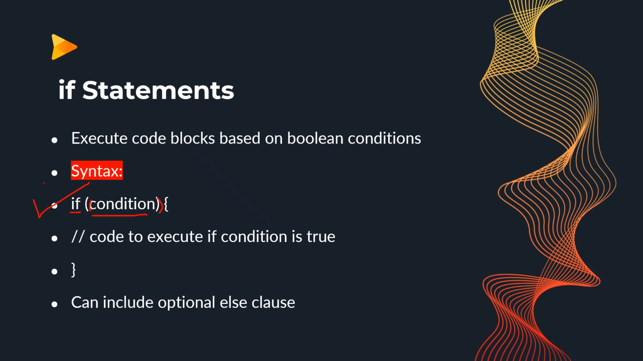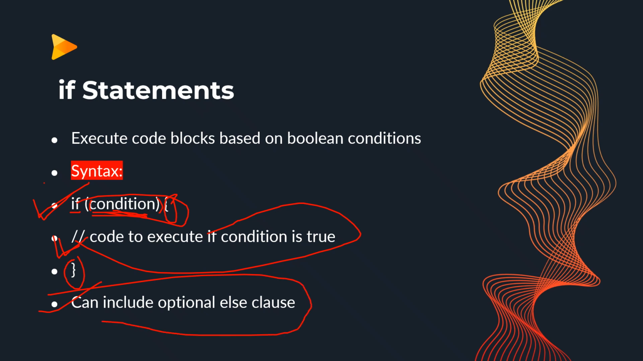We use the if keyword, and after that we give the condition, and then we use curly braces. In these curly braces we enter the code which we want to execute whenever this condition is true. We can also use an else statement after the if statement. If the condition is true, it will execute that code, and we can also add an else statement which will execute when the condition is false. Now we will see an example.